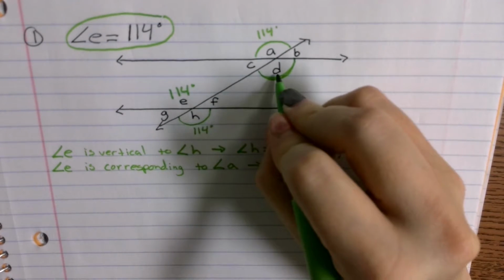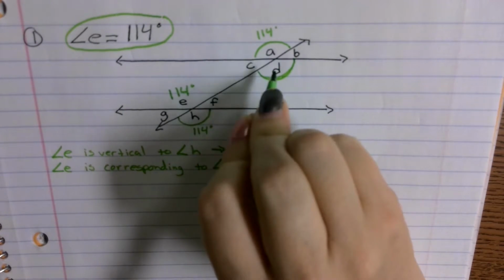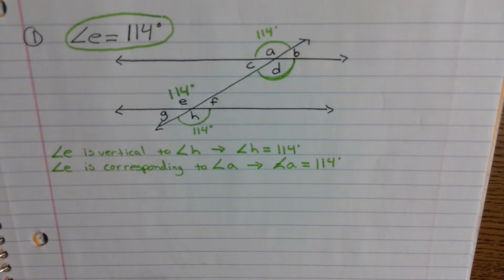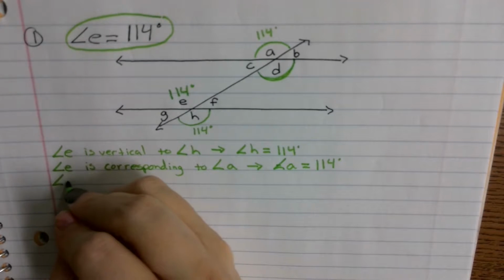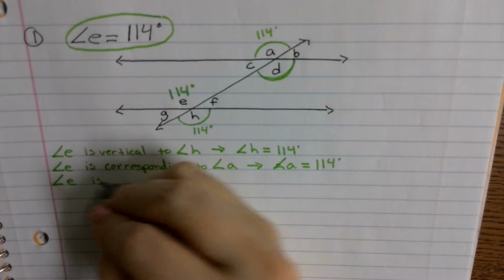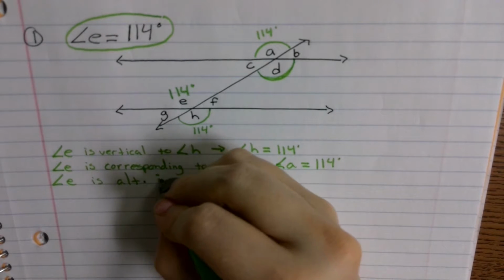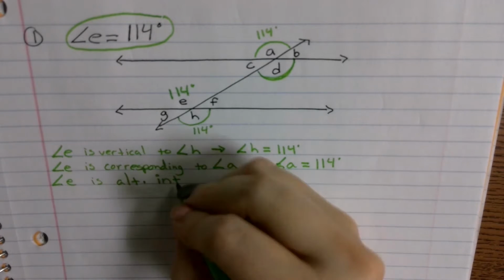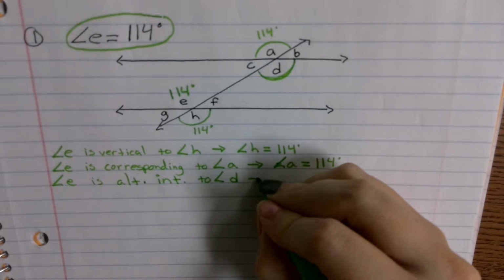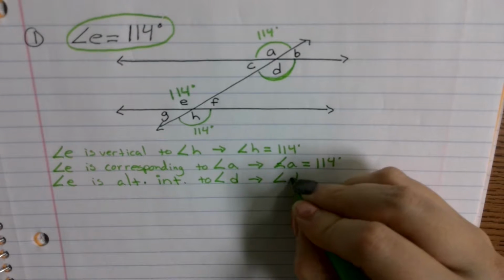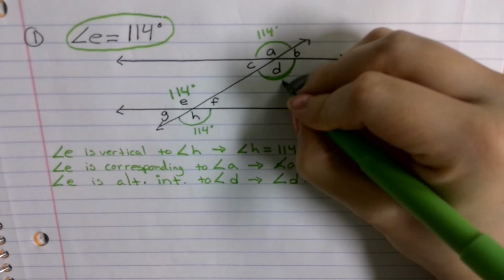Well, angle D is not vertical to E. What relationship do E and D have? Alternate interior. Very good. So angle E is alternate. I'm just going to put alt. And then interior, I'm going to just put INT. Alternate interior to angle D. That means angle D is going to be equal to 114 degrees.